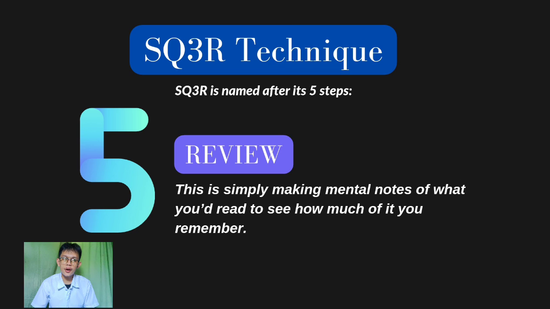So the fifth step is review. This is simply making mental notes of what you had read to see how much of it you remember. So it's like reviewing what you have understood, reviewing the questions that you have answered, and reviewing all the learning and information that you have gathered as you go along and read through the material. So that is the steps in doing the SQ3R technique.